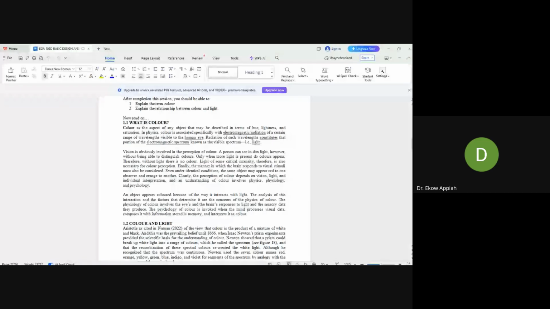Okay, Asana. Yes, sir. What I gathered out of what you read was that color is what the eye sees when light reflects on an object. Come again. Color is what the eye sees when light reflects on an object. Yes. Okay. All right. Is there any other?